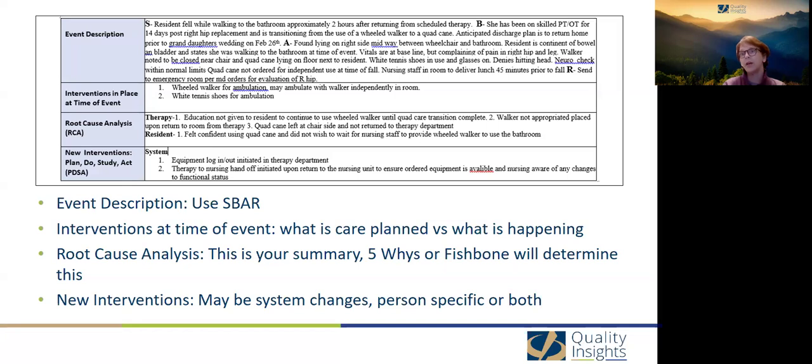The PDSA cycle will include an equipment log in the therapy department to ensure that equipment is not accidentally accessible to residents. And therapy is going to complete a warm handoff upon return to the floor, and that's going to include reviewing the equipment present and any changes in that resident's functional status.